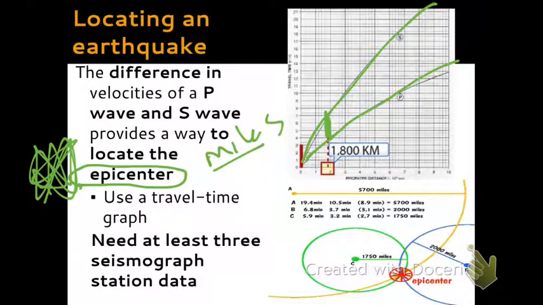You need at least 3 seismograph stations to be able to figure this out. You have to have the data from 3 different places in order to locate where the earthquake was. And again, that is what I'm going to show you on this next slide. So how you find it in word form is you find the difference in the P and S waves. You have to have 3 sets of data, and where they all connect, that's what shows you where the epicenter is.